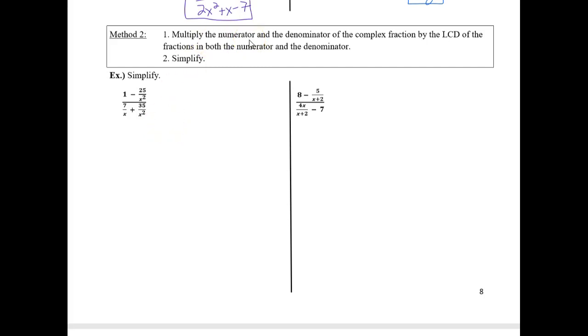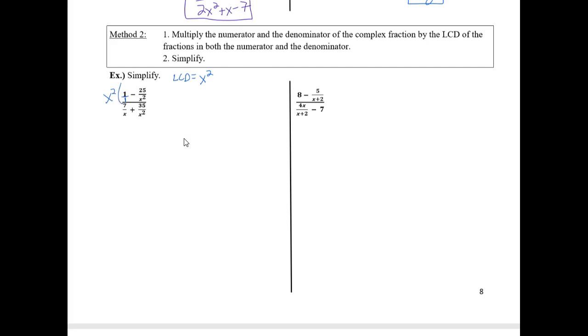So, looking at this first example, I have a whole number, which I could put over 1. I have an x squared, x, and an x squared. So the LCD is the highest exponent we see of all the factors, which would be x squared. So instead of getting a single fraction again, I just take that LCD, multiply it in the numerator, multiply it in the denominator.